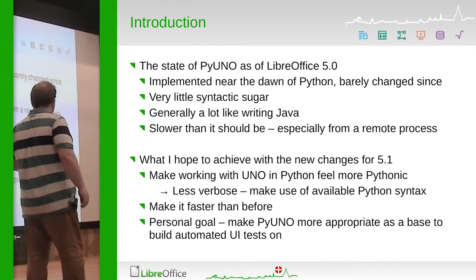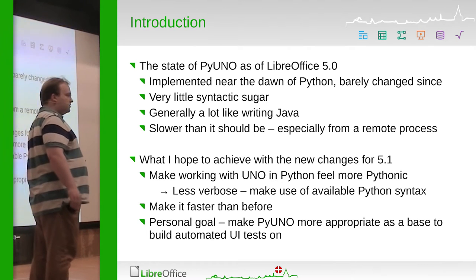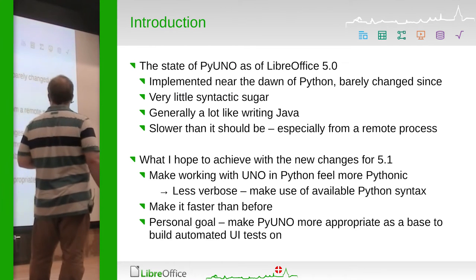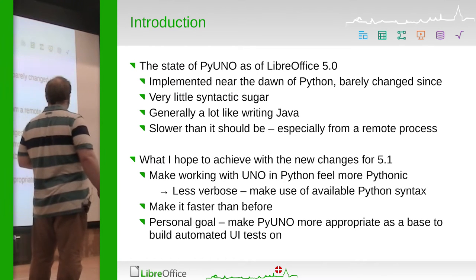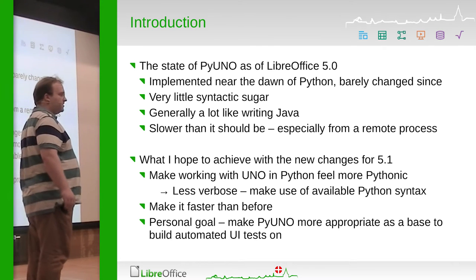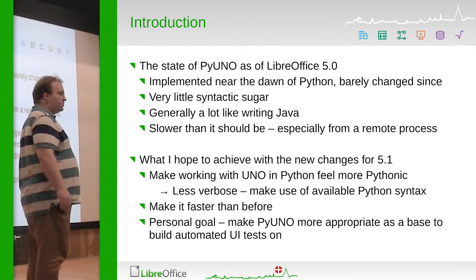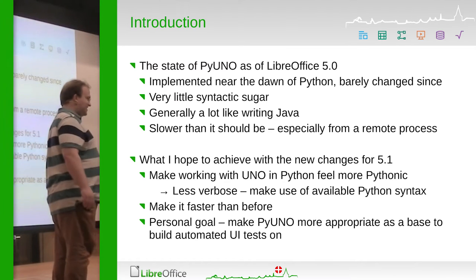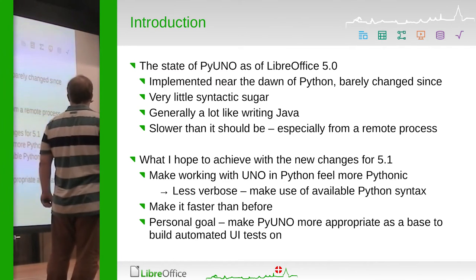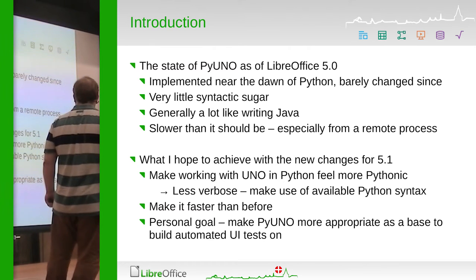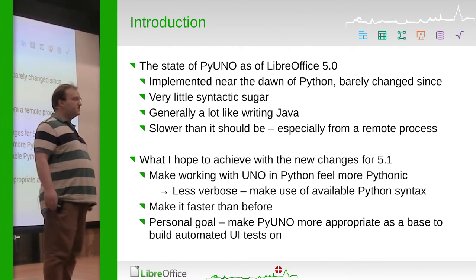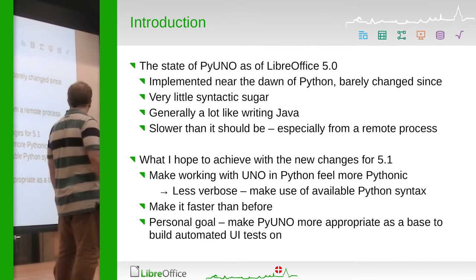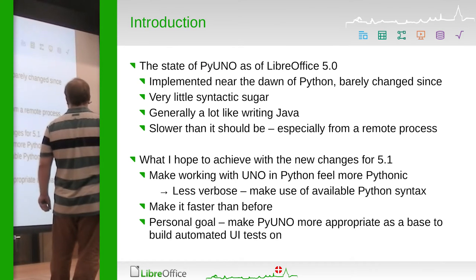So what I hope to achieve with the changes which are already committed on master and should become part of LibreOffice 5.1 is that the syntax of using PyUNO, using UNO in Python, should feel a lot more Pythonic than it is now. So you can do a lot more with a lot less verbosity, making use of the syntax that Python has to do various tasks. And also it should be faster than before.